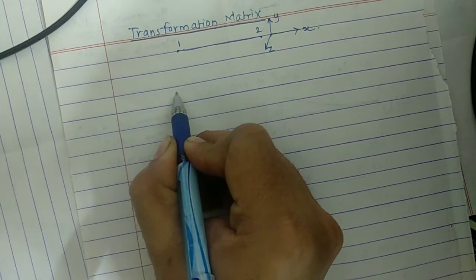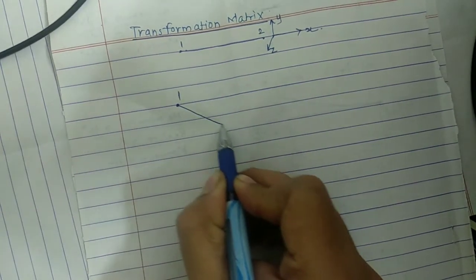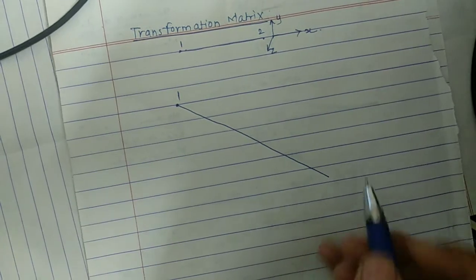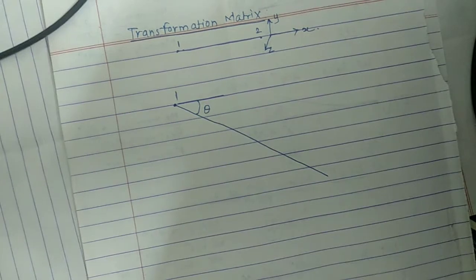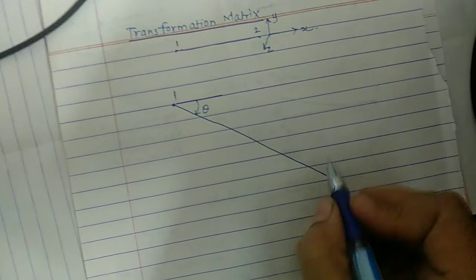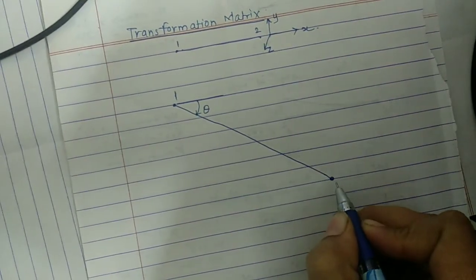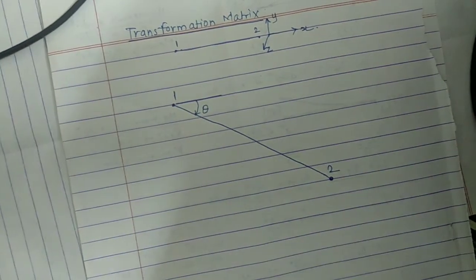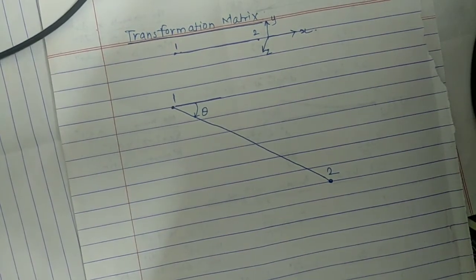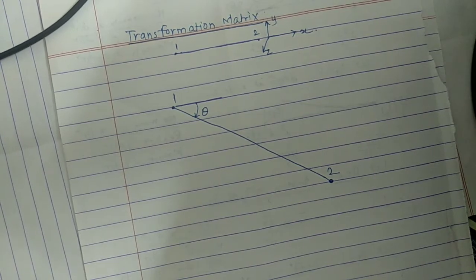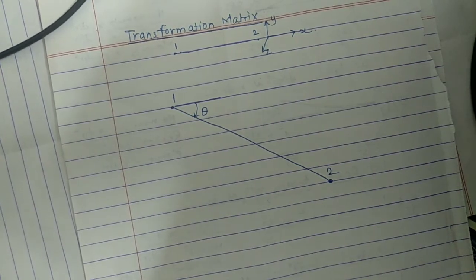So for that I'll draw the next figure. This is node number 1. Suppose that the member is inclined at an angle theta in the clockwise direction. In this clockwise direction, this is node number 2. For this member we need to consider two coordinate systems. One is local, the second one is global. So let us show those two coordinate systems first.